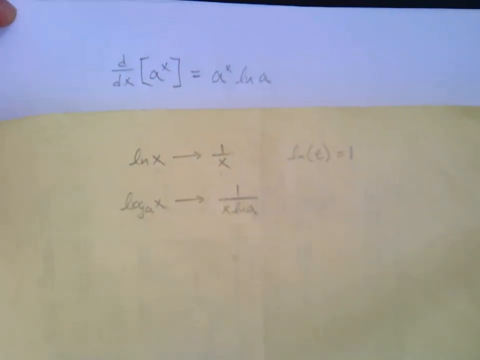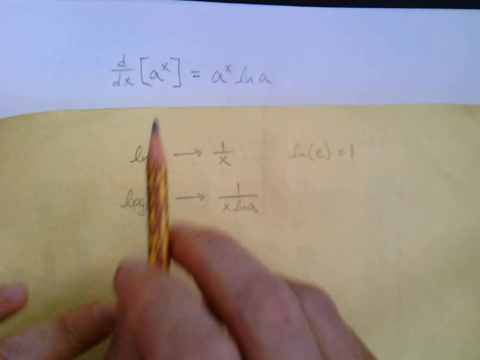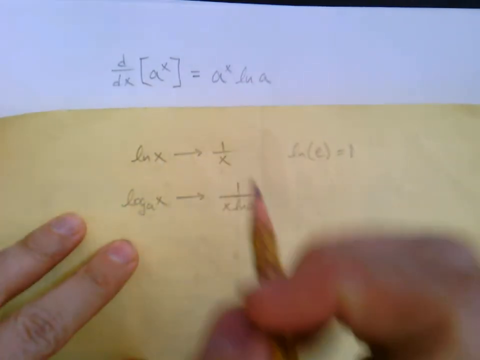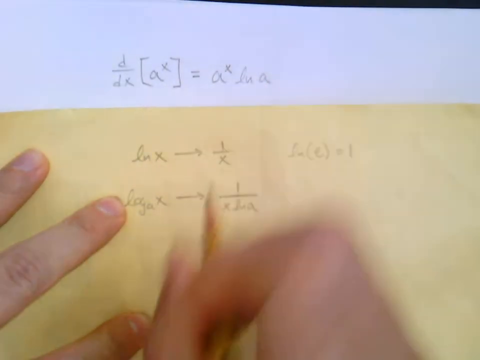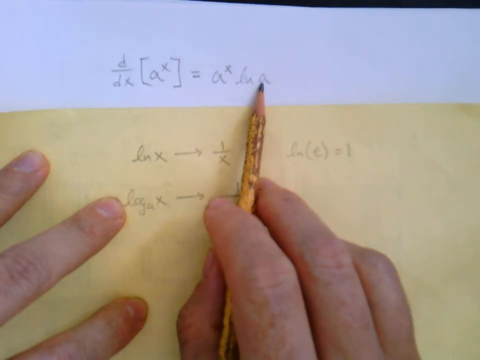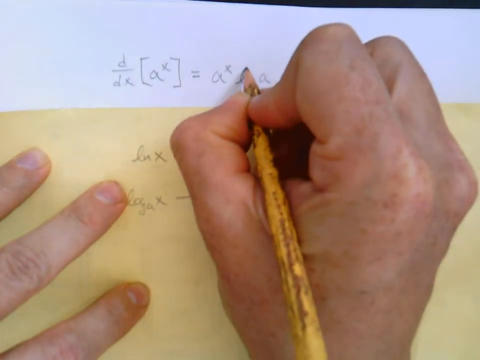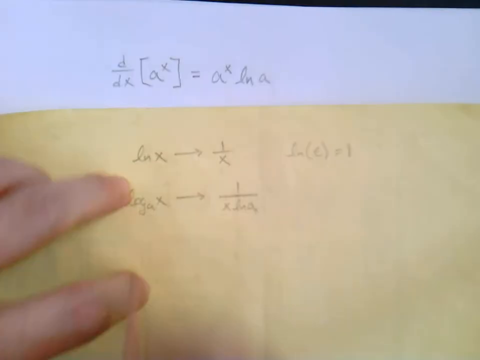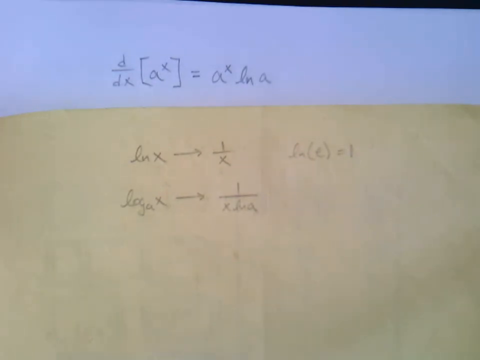Now this one takes a similar theme as e to the x, right? It does repeat itself, but that's not all. We then need to multiply by the natural log of a, and that's similar to the rule we just learned with any other log. At least there are some similarities there. Okay, a couple of quick examples.